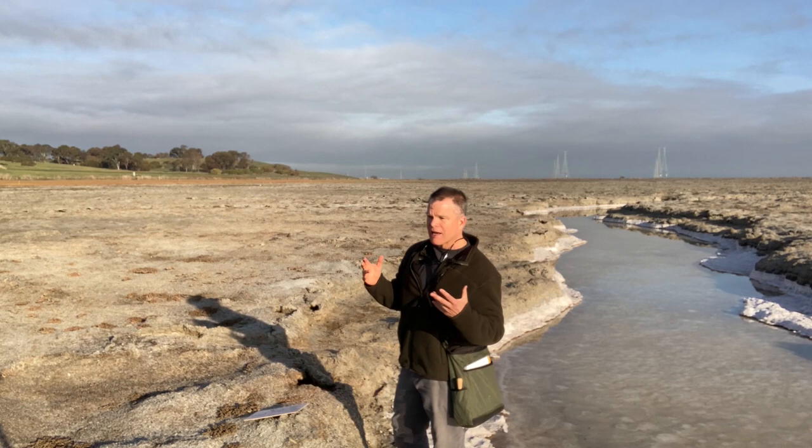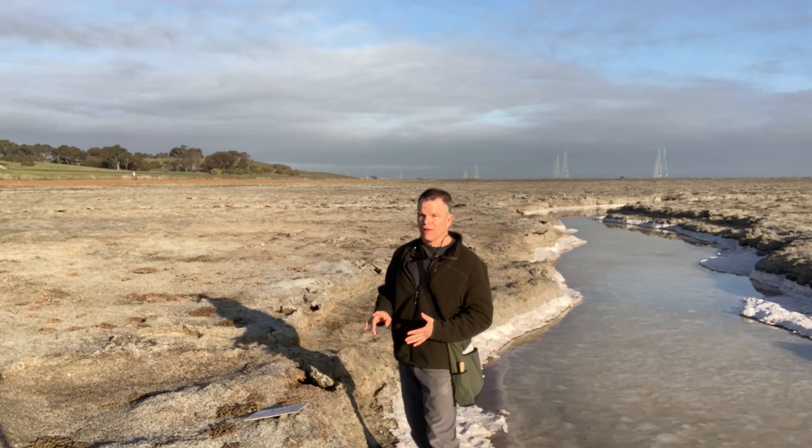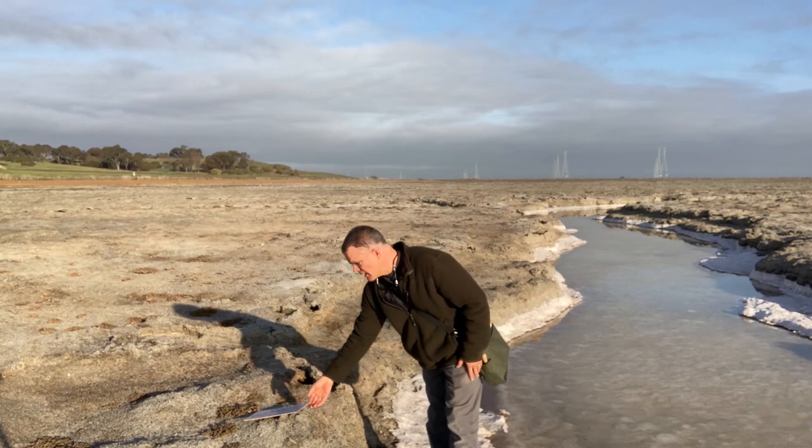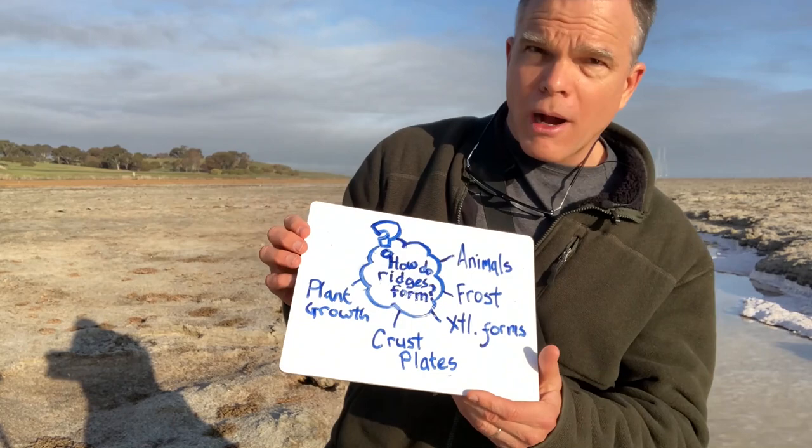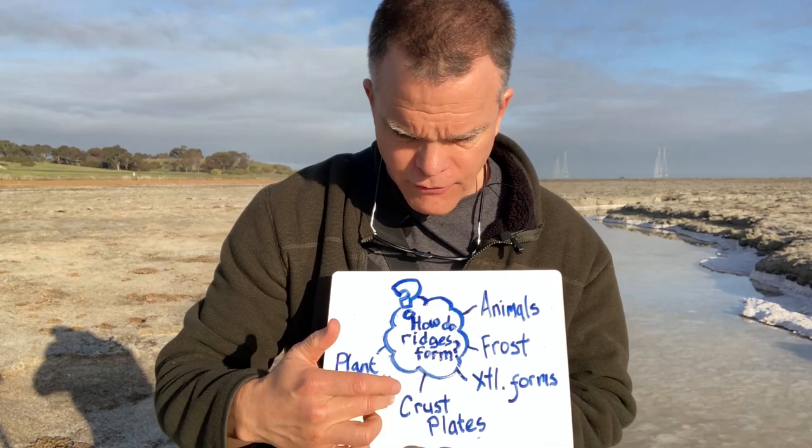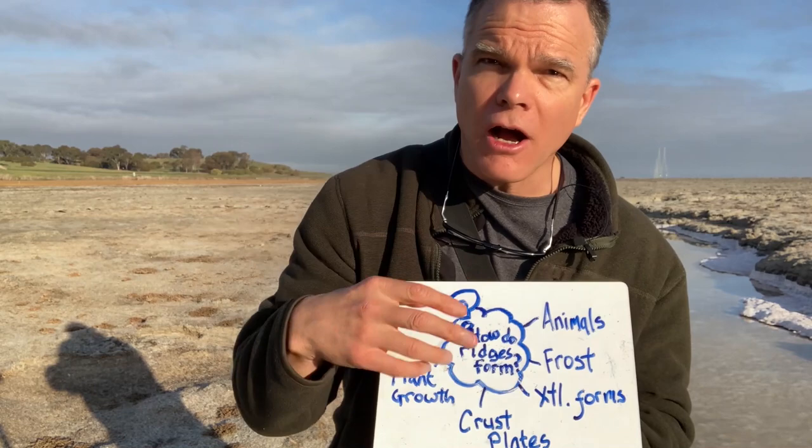So with all these little clues, I start putting them together, and I start to come up with several possible explanations for what could be causing these ridges. I've written them out in a little chart here. This is what I call a Y-web. I write different possible explanations of what could be causing these ridges.